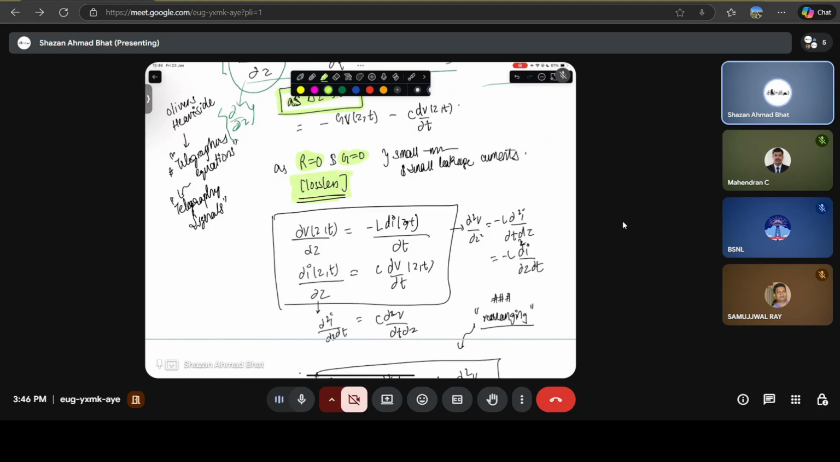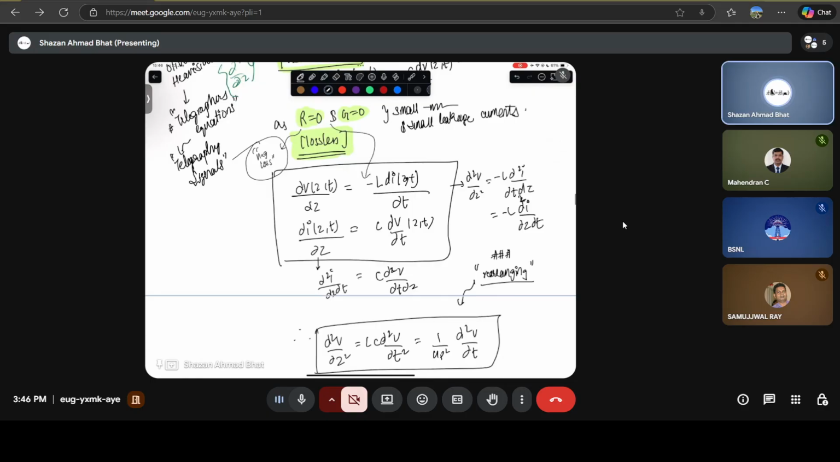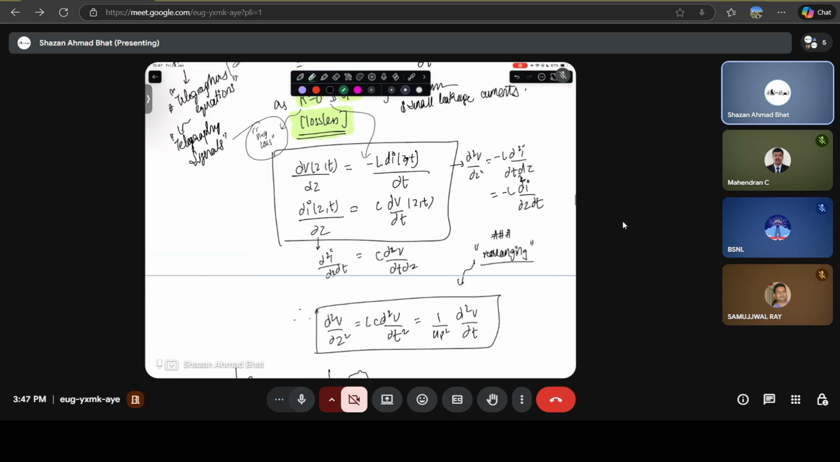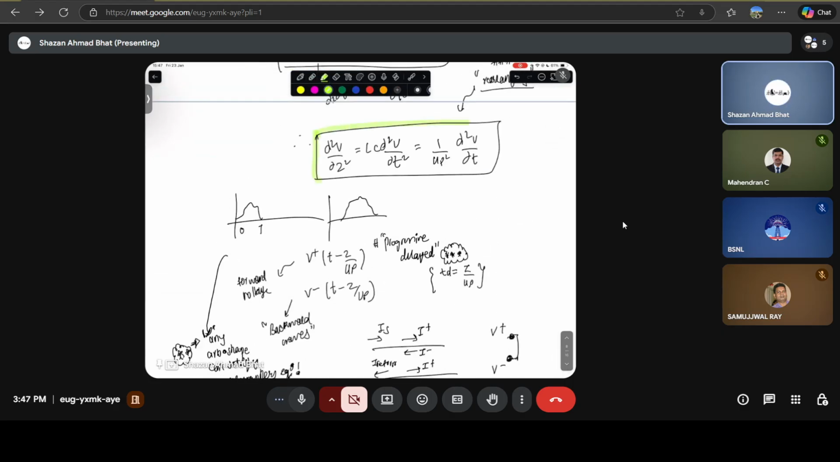Wherever you have a lossless line, what is going to happen? You have very negligible losses in the system, in the transmission line. And when you have negligible losses, you arrive at a particular relation which looks something like this. That means the second derivative of the voltage in space is basically LC times d²V/dt². This LC is basically 1 over u_p squared.